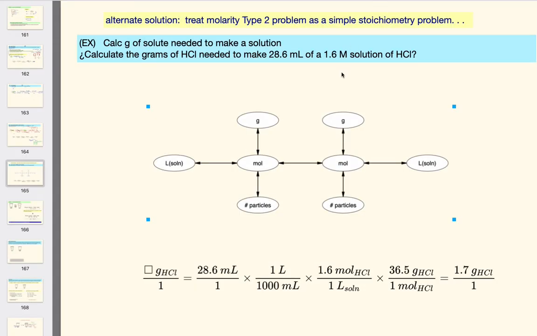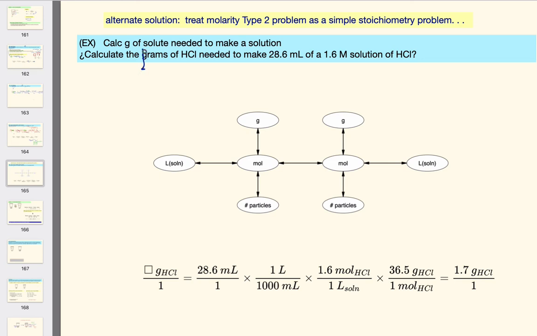Let's now look at an alternate way to work the problem. This method is to treat the molarity type 2 problem as a simple stoichiometric problem. That is to say, we're going to put molarity on the stoichiometric grid, and then we're just going to do the box equals star protocol. We're going to box what we're looking for. We're going to put a star on some starting point, and then we're going to use that flight path method to get us from the star to the box. Let's go.